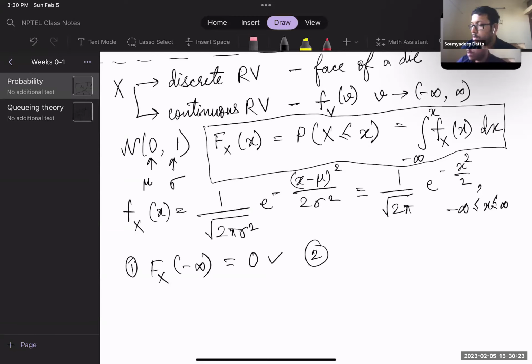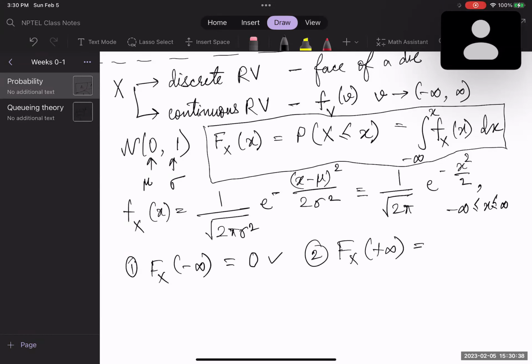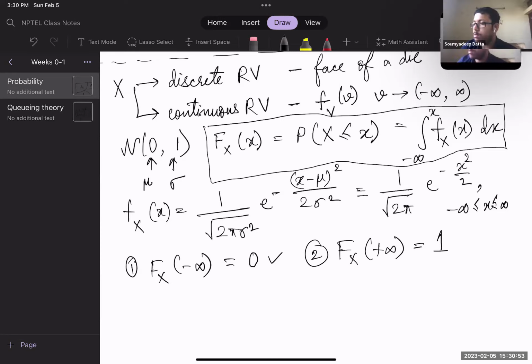Then the second value is Fx of plus infinity. Can somebody give me the answer? It's minus infinity to plus infinity. So what will be the answer? The answer will be 1, because logically speaking, any value has to be less than infinity. So then this is another axiom.